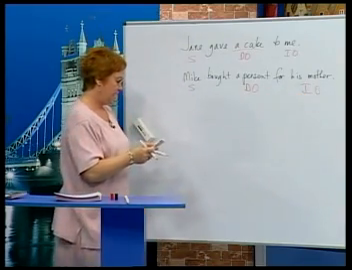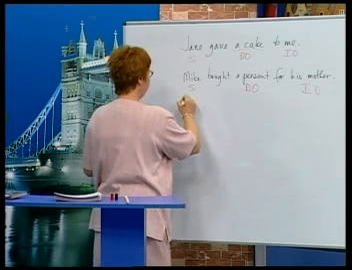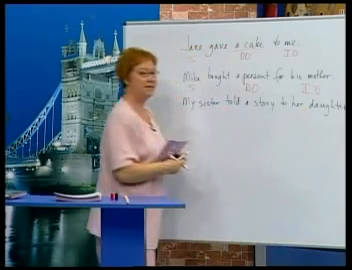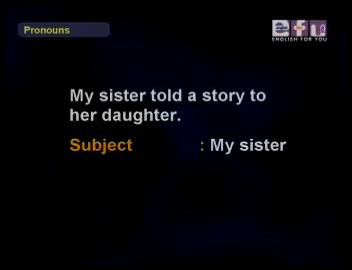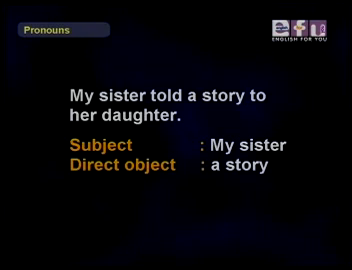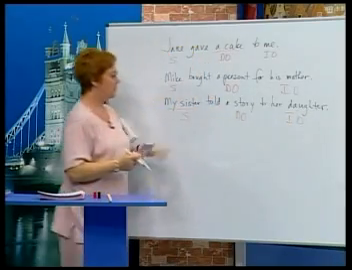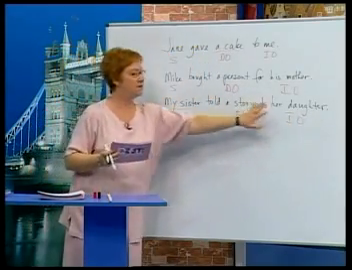Okay, and here comes another one. My sister told a story to her daughter. Okay, Ollie, this sentence is for you. My sister is the subject. Story is the direct object. Her daughter is the indirect object. Yes, good. Okay, so my sister told a story to her daughter.